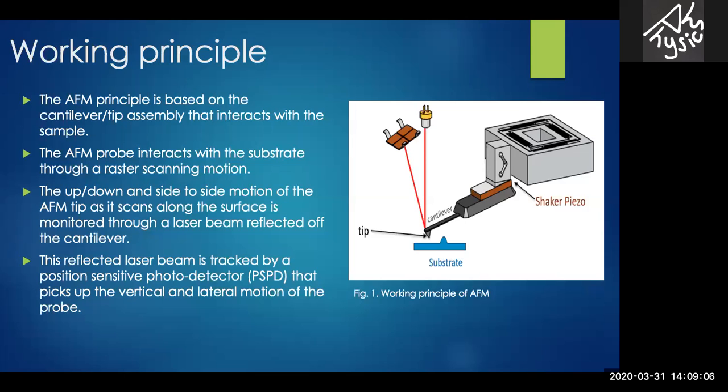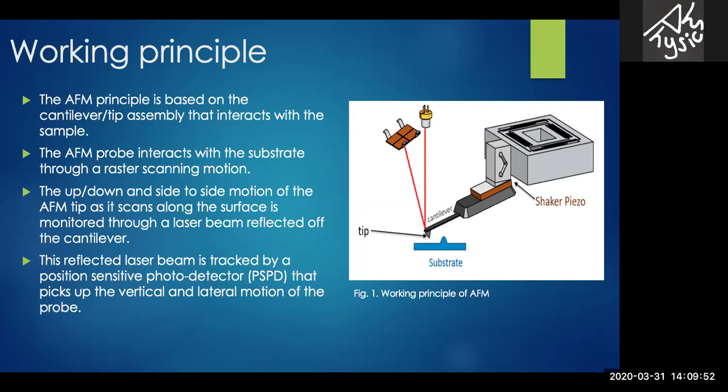The working principle. The atomic force microscopy principle is based on the cantilever assembly that interacts with the sample. This assembly is also commonly referred to as the probe. The atomic force microscope probe interacts with the substrate through a raster scanning motion. The up-down and side-to-side motion of the atomic force microscope tip as it scans along the surface is monitored through a laser beam reflected on the cantilever. This reflected laser beam is tracked by a position-sensitive photodetector called the PSPD that picks up the vertical and lateral motion of the probe.